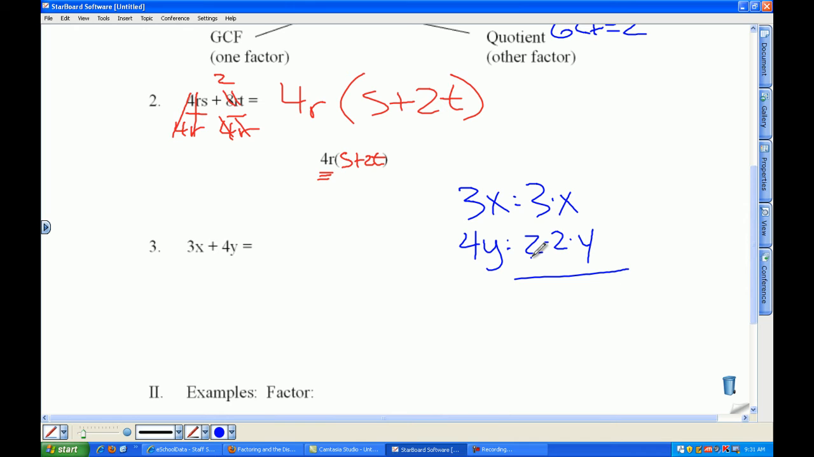They're kind of alone on an island there. They're not being shared by the two terms. This particular expression, 3x plus 4y, does not have a greatest common factor. It's already in factored form, and there's nothing we can do with it. It's perfect as it is.